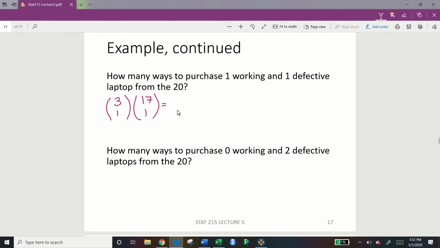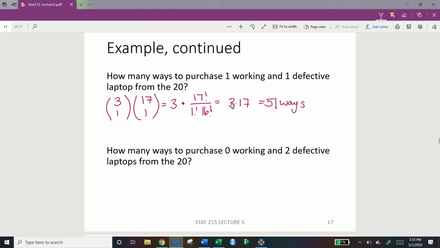Using our multiplication rules, this is going to be 3 multiplied by 17 factorial over 1 factorial multiplied by 16 factorial. This will equal 3 times 17, or 51 ways to purchase 1 working and 1 defective laptop from our 20. This makes sense. There are more working laptops than defective laptops, so we should have more ways for getting 2 working as opposed to having 1 defective.